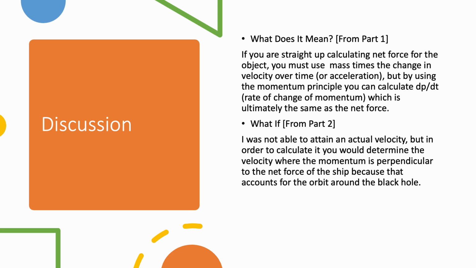And then moving on to what if, from part two, we're supposed to find initial conditions, initial velocities, which can help us orbit around the black hole. I was not able to attain an actual velocity, but in order to calculate it, you would determine the velocity where the momentum is perpendicular to the net force of the ship, because that accounts for the orbit around the black hole.